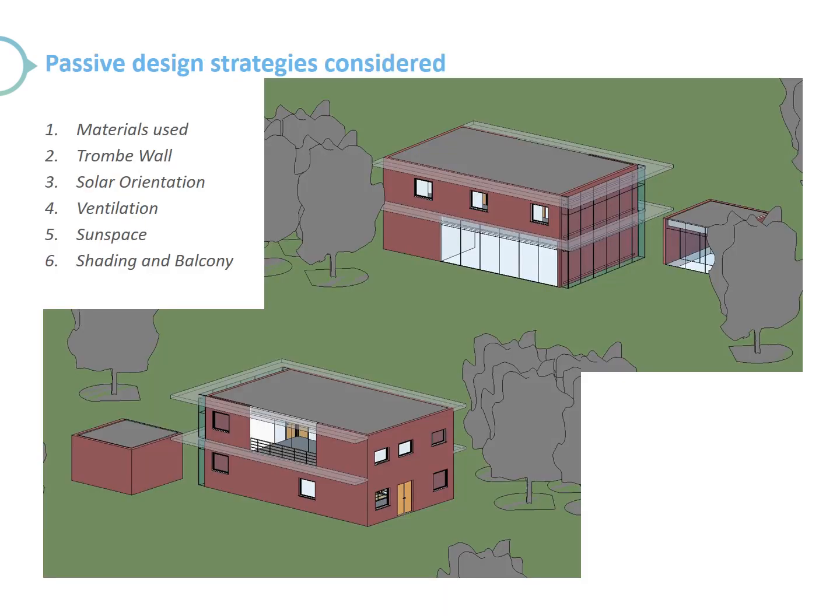Moving to the most exciting part, including the passive strategies in the basic design so we can have an enhanced building. The passive design strategies considered are the materials used, trim wall, solar orientation, ventilation, sun space, shading, and balcony.